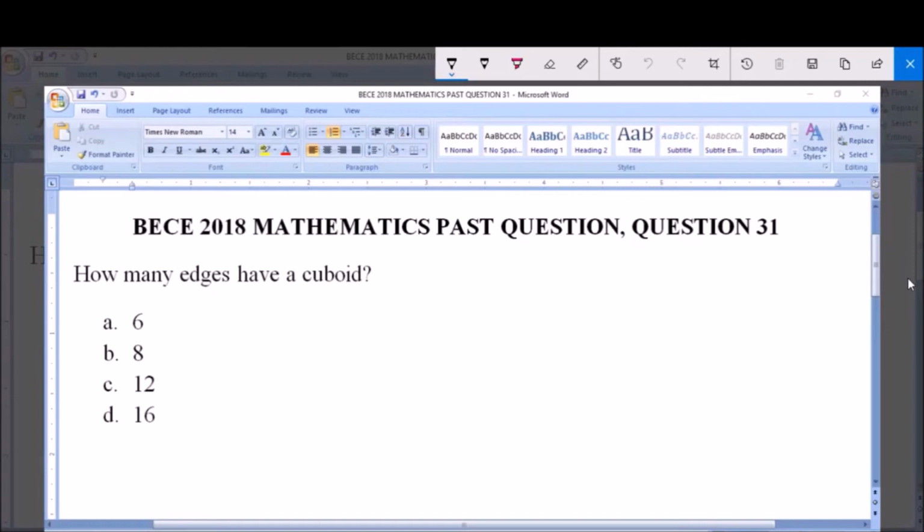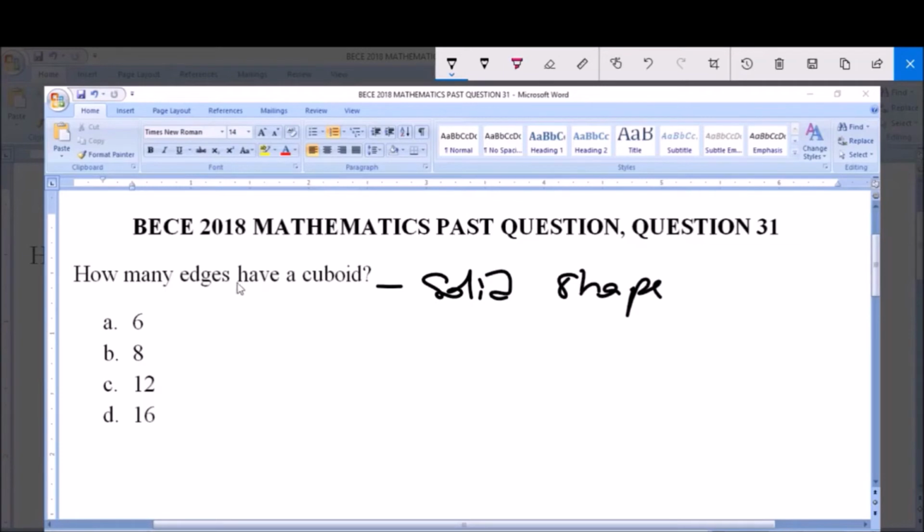So you're asked how many edges has a cuboid, and like we know, a cuboid is a solid shape, because it has depth, it has length, and it has breadth. So we refer to it as a solid shape, not a plane shape.